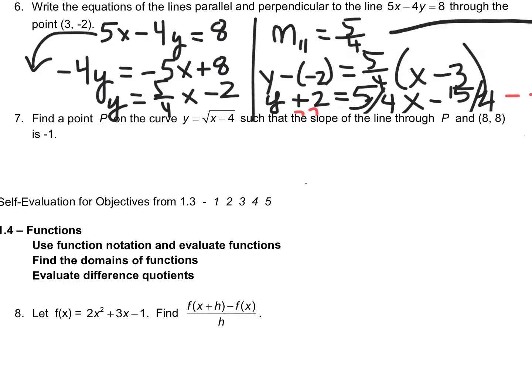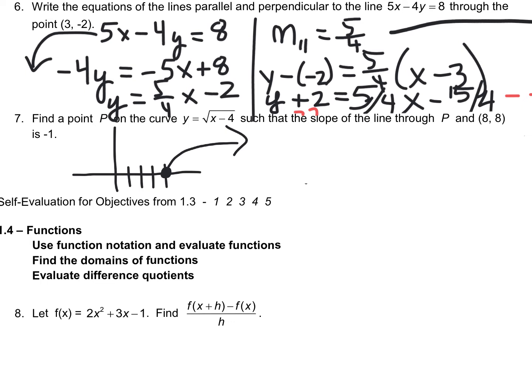Find a point P on the curve y equals root x minus 4, such that the slope of the line through P is negative 1. How about we draw this? So at this point, we know that root x minus 4 will be a radical function starting at the point (4, 0), because it has shifted over.